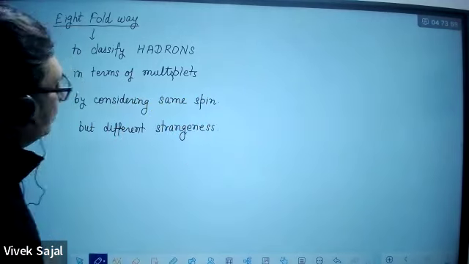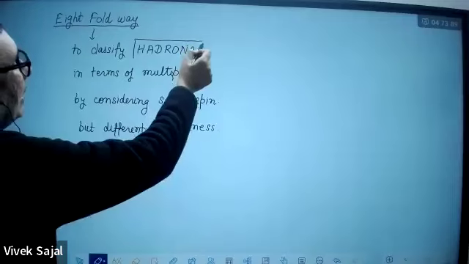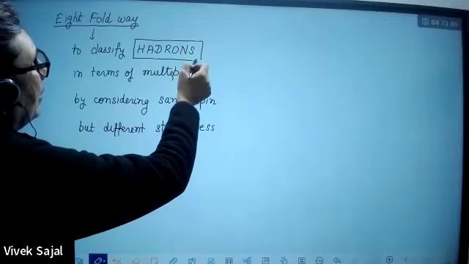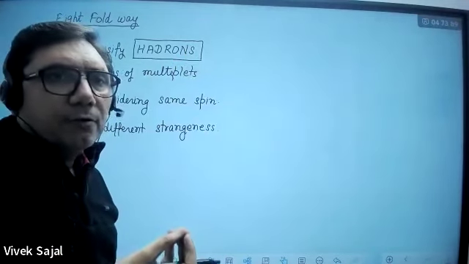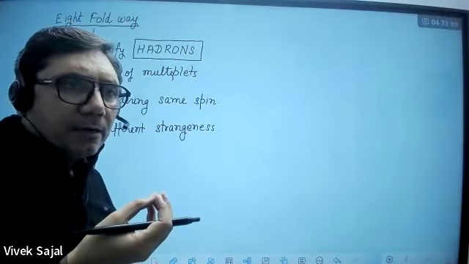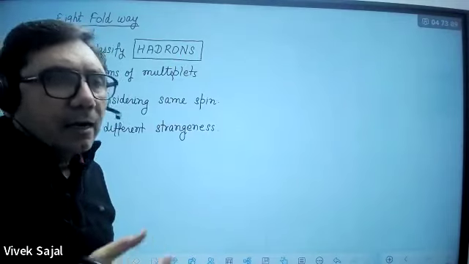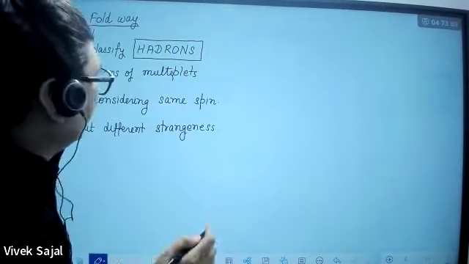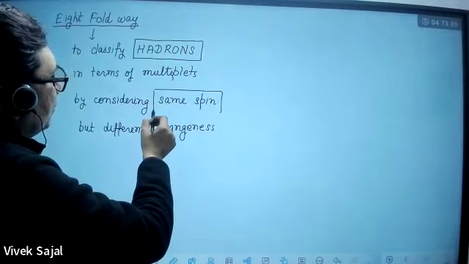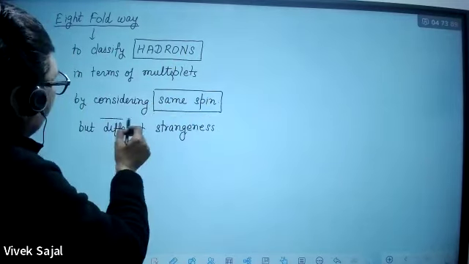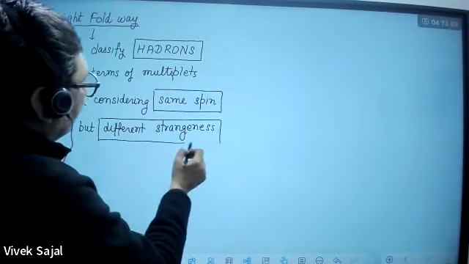So basically, what is this? This is a method to classify hadrons. There are various methods by which you are going to classify the particles. This eightfold way was a method by which hadrons were classified. And how were they classified? They were clubbing particles having same spin, but different strangeness number. So in such a way they were classifying these hadrons.